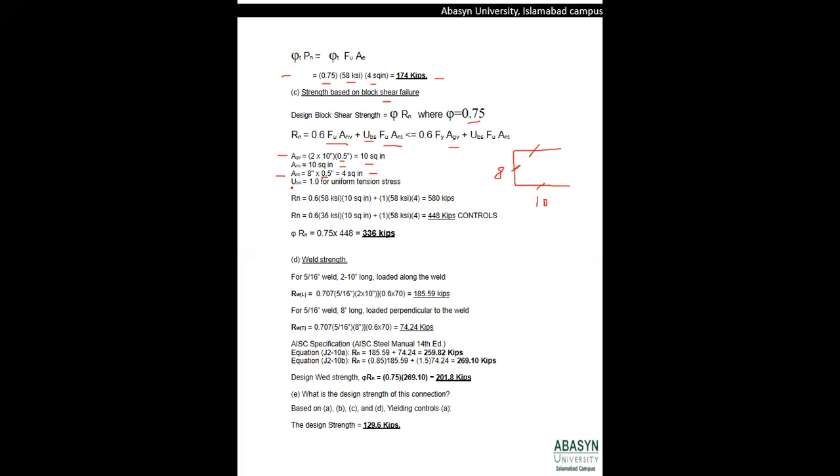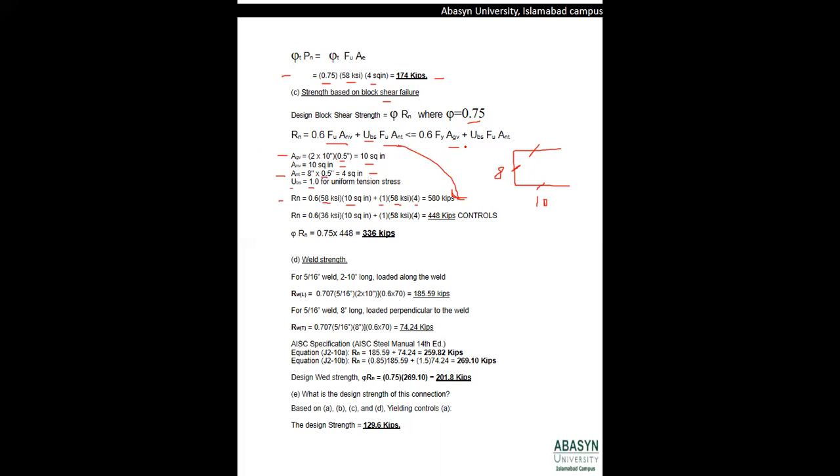UBS for this particular member comes out to be 1, because U is always taken as 1 for the welded connection. So we just have to plug the values back into the block shear equation. Rn is equal to 0.6 Fu Anv, where Fu is 58 ksi and Anv is 10 square inches, plus Ubs Fu Ant, where Ubs is 1, Fu is 58 ksi and Ant is 4 square inches. It comes out to be 580 kips for the first part of the equation.